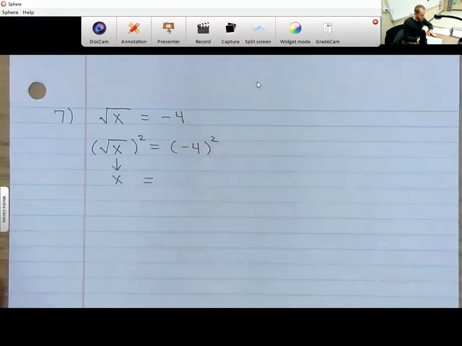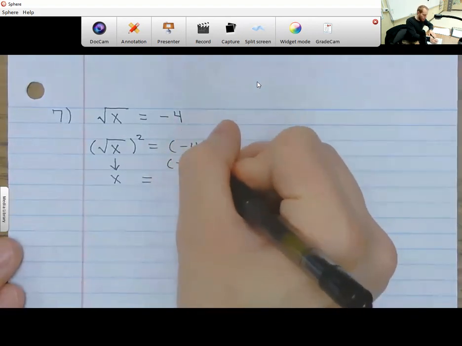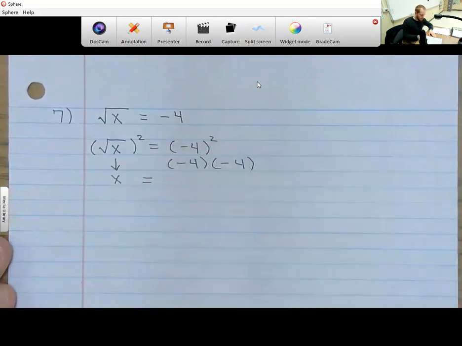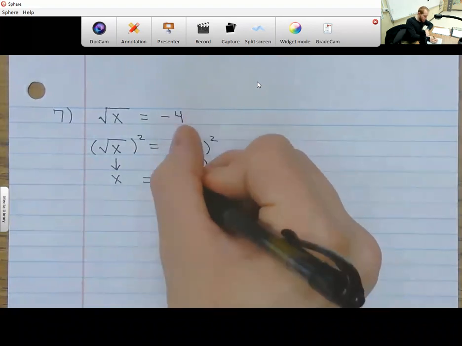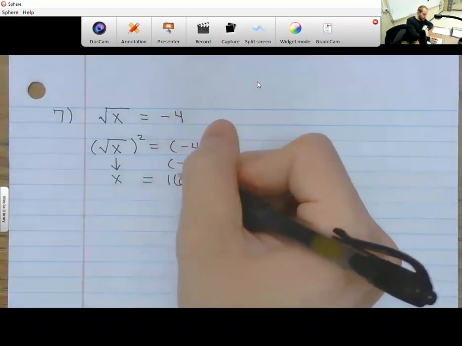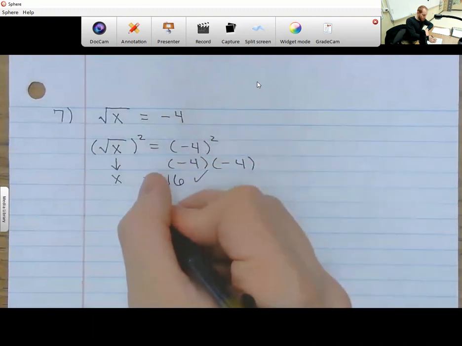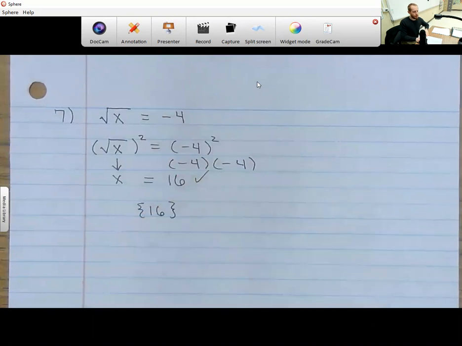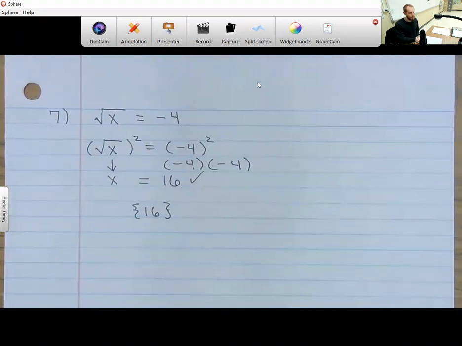Okay, so -4 squared, that's the same thing as -4 times -4, right? Yeah. So what's -4 times -4? That would be +16, right? Don't let the negative trip you up. Make sure you multiply them together. So my answer is going to be +16. I put that inside my solution set. Okay? Now let's check it.